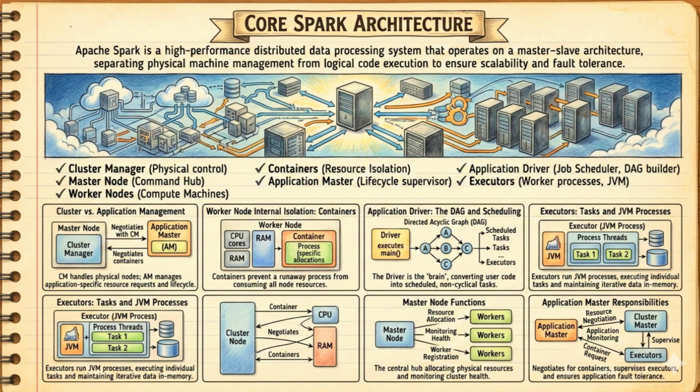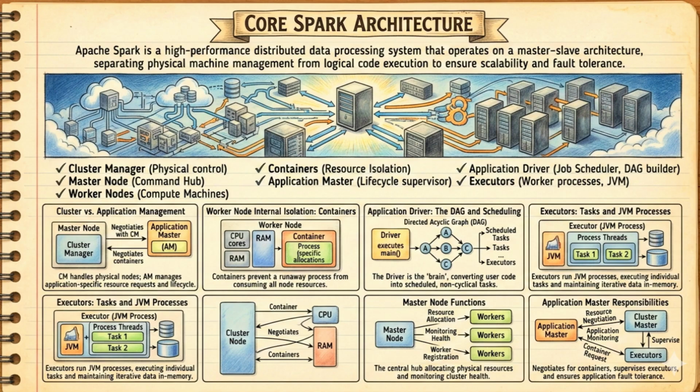Within each machine, resources are allocated using containers. Containers provide isolation between different applications, ensuring that each job receives its own dedicated portion of CPU and memory. This prevents a single application from monopolizing the cluster resources. Inside these containers, Spark launches executors, which are responsible for executing tasks. Executors run as Java virtual machine processes, allowing them to execute multiple tasks in parallel in threads. As tasks are executed, executors can cache intermediate results in their memory. This cached data can then be reused by later stages of the computation without recomputing it, which significantly improves performance.